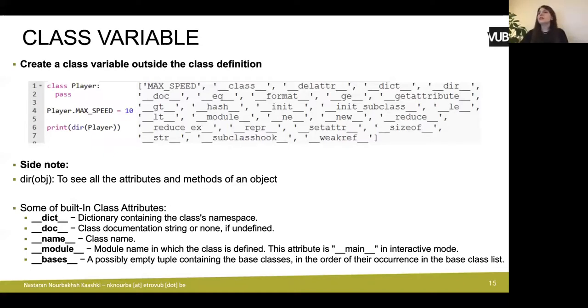We said that we can create a class variable outside the class definition, and it can be done using the name of the class dot max speed equals 10. So here I have just an empty class. You are familiar with pass. We said that if we write pass, it can act like an empty suite. So we can define an empty class and add everything outside the class. But we don't like that. I just want to show you how you can do that.